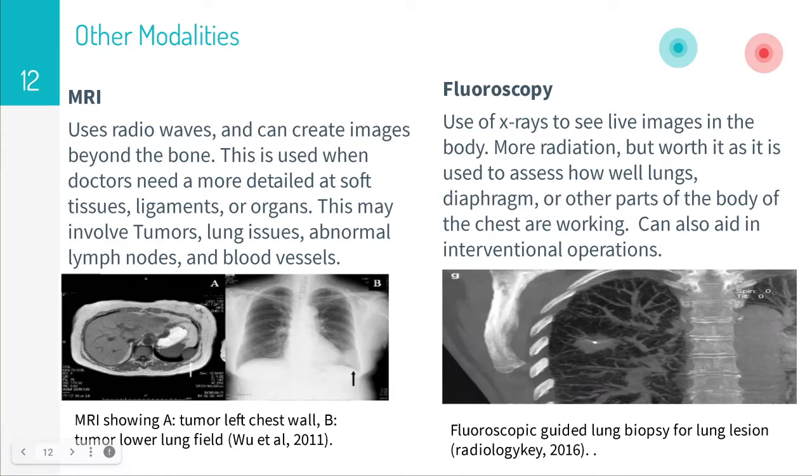For fluoroscopy, it uses X-rays to see live images inside the body. Since a live image is obtained, more radiation is used. However, it is very important as it can assess how well the lungs, diaphragm, or other parts of the body are working and moving. One can imagine a fluoroscopy would be ordered if a healthcare provider expects less to no movement in the diaphragm and lungs, loss of lung elasticity, less air movement, blockage within bronchioles, pleural effusion, mass in chest, and if an interventional procedure is required, fluoroscopy will be used as it can guide the needle and catheter.